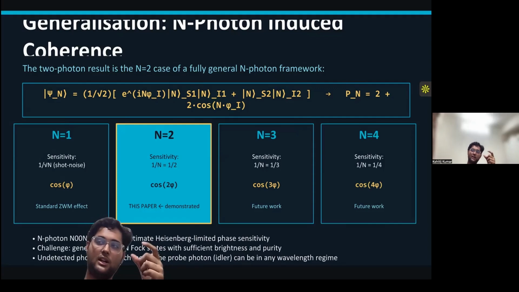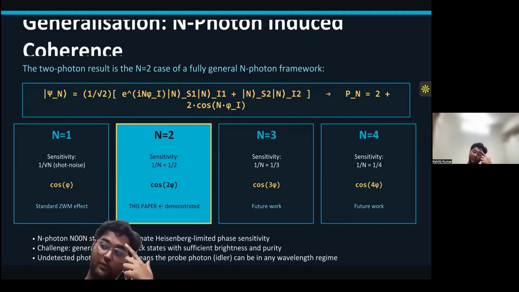Generating a high purity 2-photon Fock state from SPDC is already non-trivial. The frequency anti-correlation had to be removed with interference filters in this experiment. For n equals 3 or 4, you need brighter sources, better spectral engineering, and photon number resolving detectors. But the theoretical framework is already there.